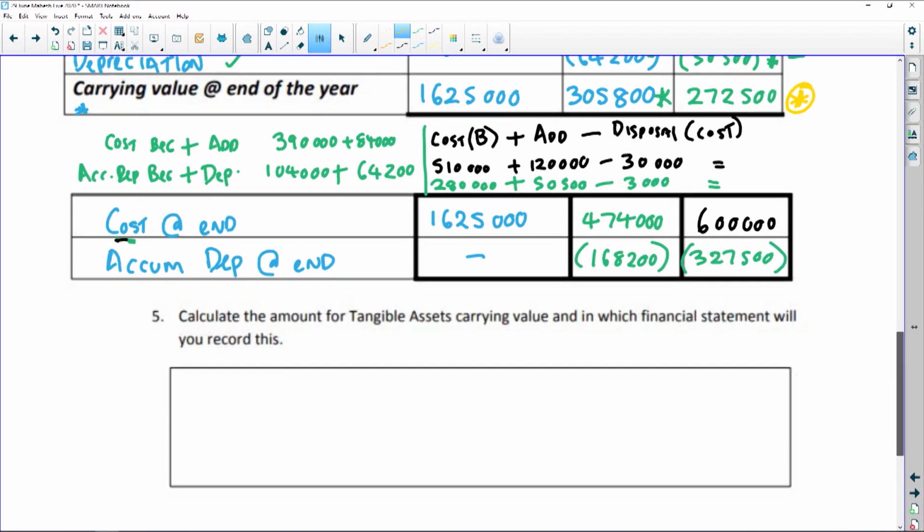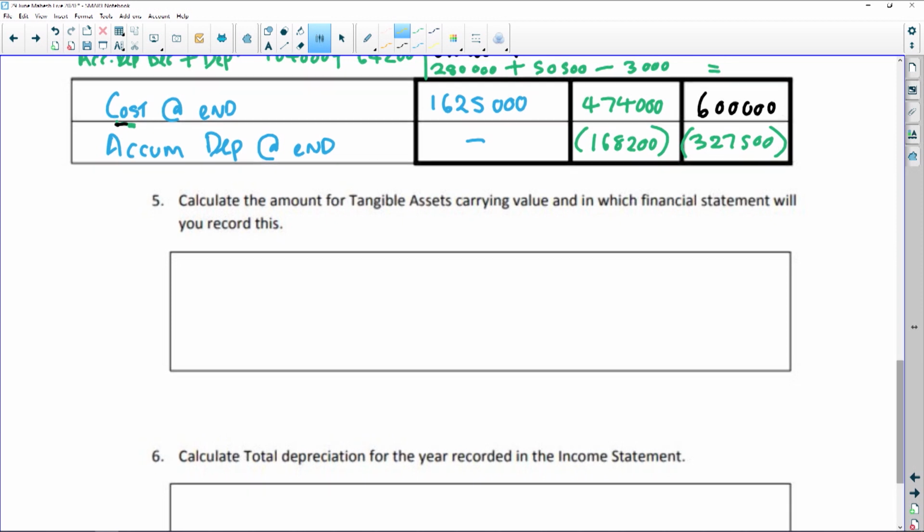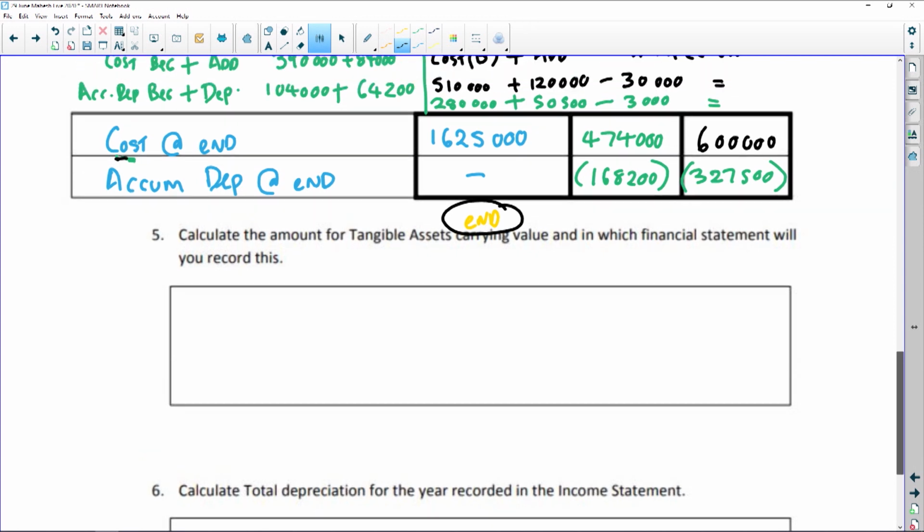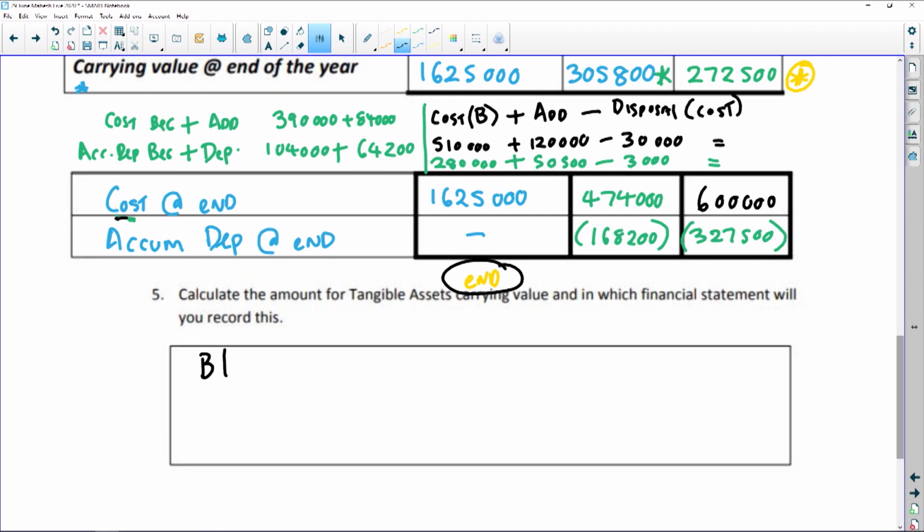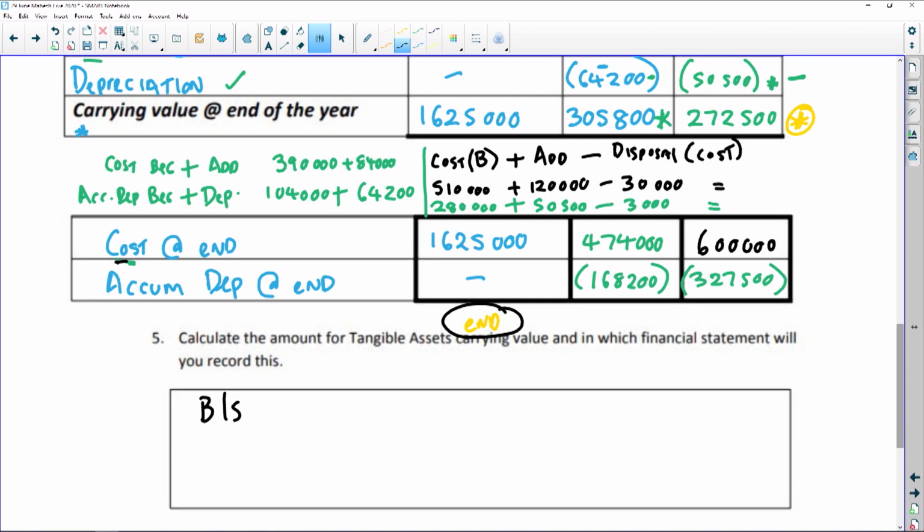Right, so down to our last two questions, which are quite straightforward. Calculate the amount for tangible asset carrying value, and in which financial statement will you record this? So obviously they're referring to at the end of the year. Let's just get a different color pen. So we're talking about at year end. Remember, in the balance sheet, that's where you're going to show this amount. In your balance sheet, you're going to show the total of land and buildings, plus the carrying value of equipment, plus the carrying value of your vehicles.